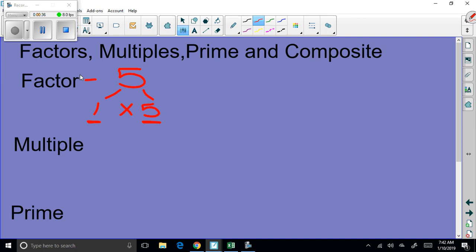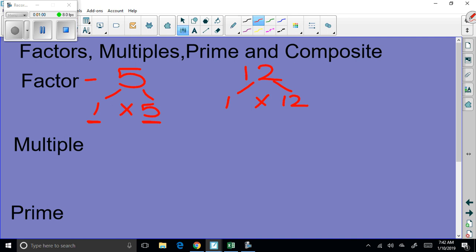Another example would be the number 12. Anytime you have a number, 1 is always going to be a factor of that number, as well as the number itself. So 12 is also going to be a factor of this number 12. So I have 1 times 12. 1 and 12 are factors.